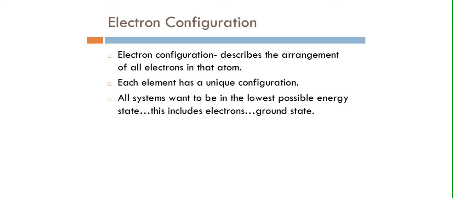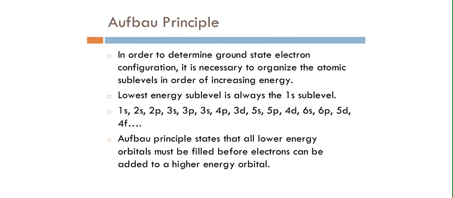All systems want to be in the lowest possible energy state. This includes electrons. So I already talked about that lowest ground state. When we talk about electron configurations, we are talking about it from the ground state. Like I previously stated, electrons like to be in that ground state. In order to determine ground state electron configuration, it's necessary to organize atomic sublevels in order of increasing energy. So now we're going to talk about energy from the lowest going up.